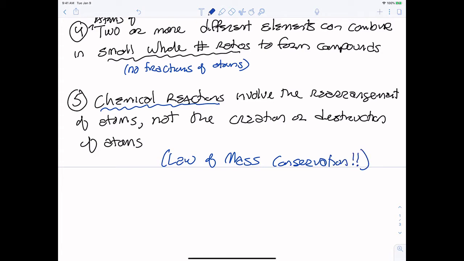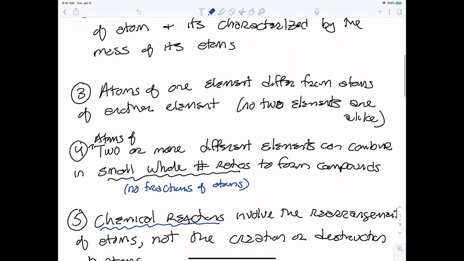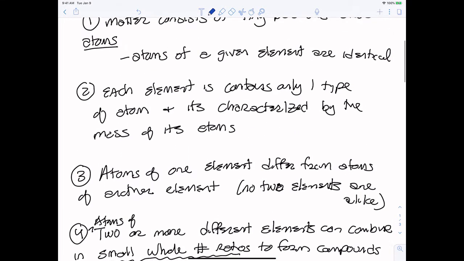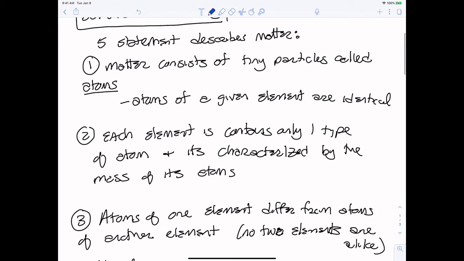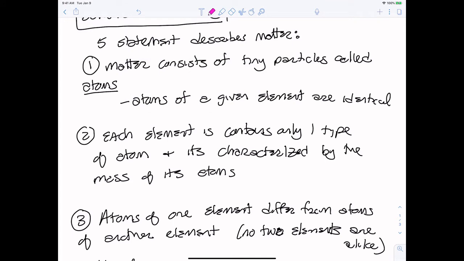Right? If we're not creating or destroying matter in a chemical reaction, then our mass is going to be conserved. So of these, what do you guys think? What's the thing that's a little screwy? Yeah, we can actually point out 2 here.